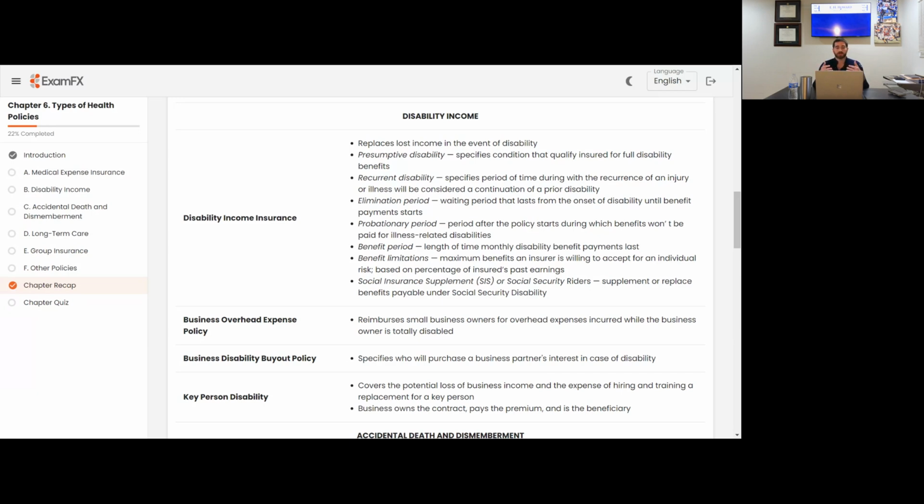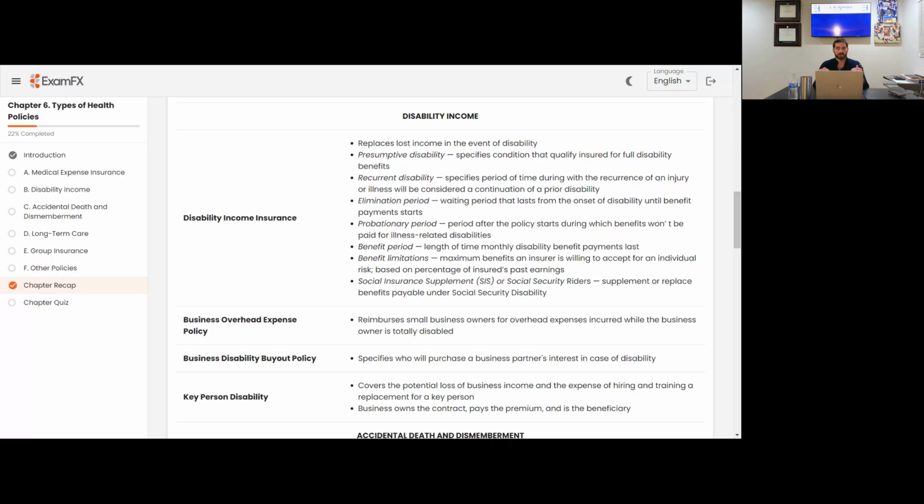Recurrent disability. Specifies a period of time during which the recurrence of an injury or illness will be considered a continuation of a prior disability. Recurrent, reoccurring disability. Maybe you're having issues, you got hurt on the job or whatever it is, and you continuously have issues with that lingering injury, illness, whatever it may be. This is going to specify the period of time and the reoccurrence of that injury or illness that they're going to say, hey, this is just a continuation of that prior disability.